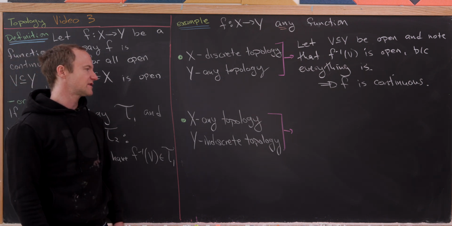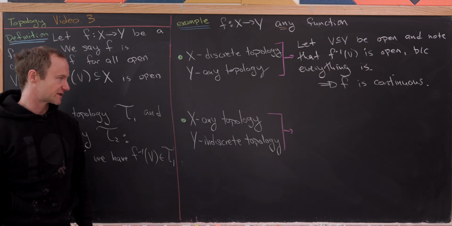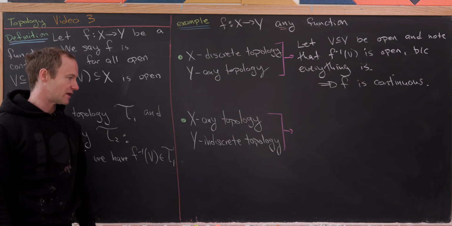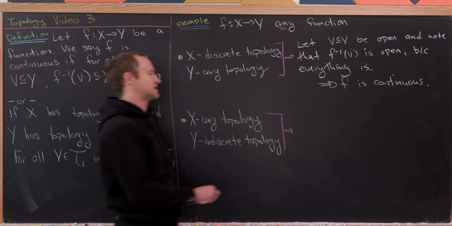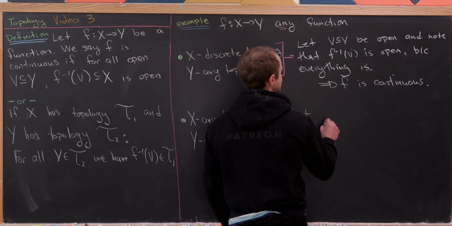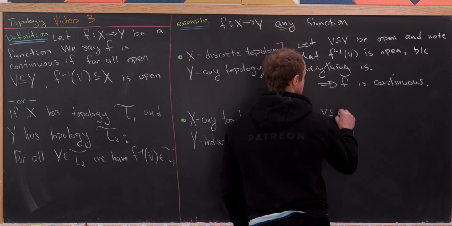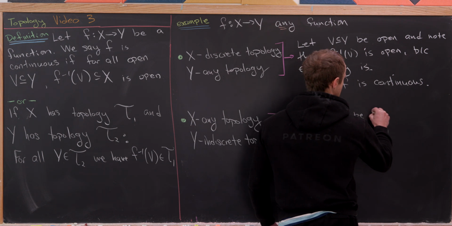Okay, so now let's look at this second case, maybe dual to the first case, that X is any topology, but Y is the indiscrete topology. So let V be a subset of Y, and it is open.